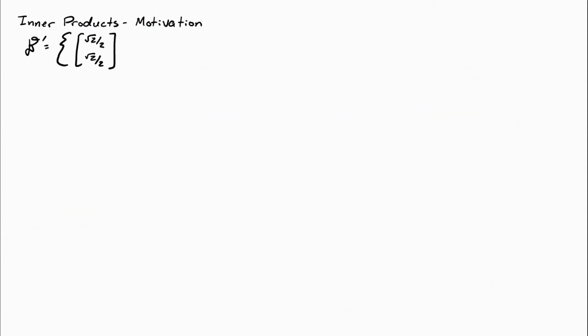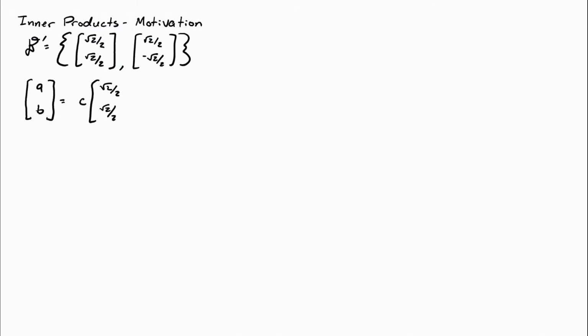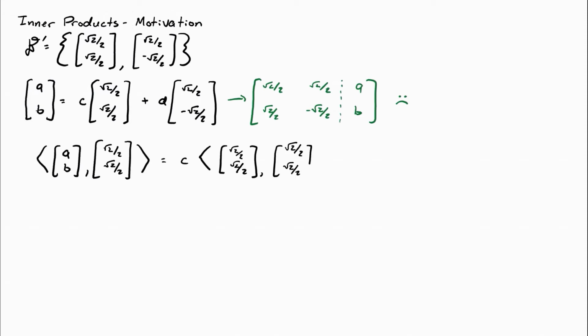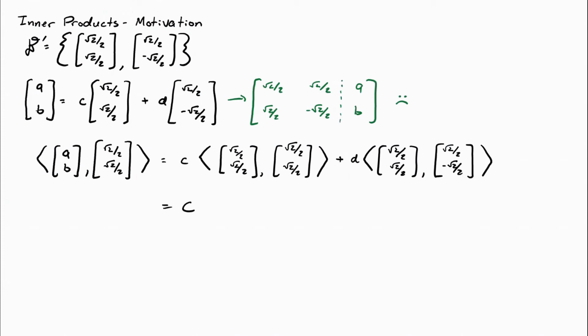Now how about B'? The coordinates are much more difficult to find. We could reduce this matrix, but that doesn't really look fun. I want to try the inner product trick from before. Take the inner product of (a, b) with the first basis vector. Plug in the coordinates and expand. Evaluate the inner products, and we get c. This says c is just the inner product, which is very easy to calculate.